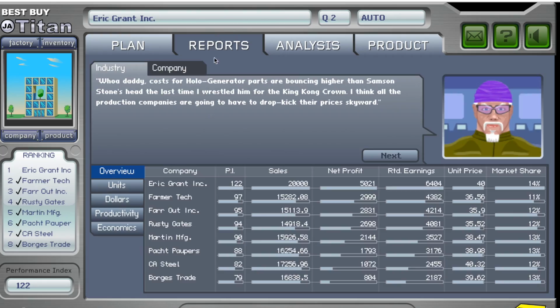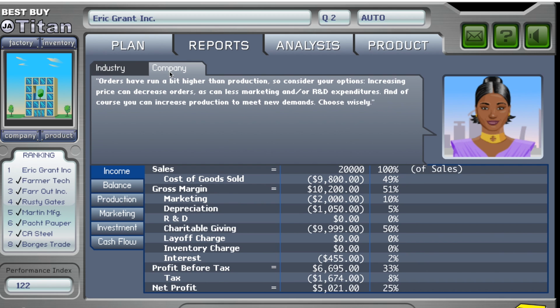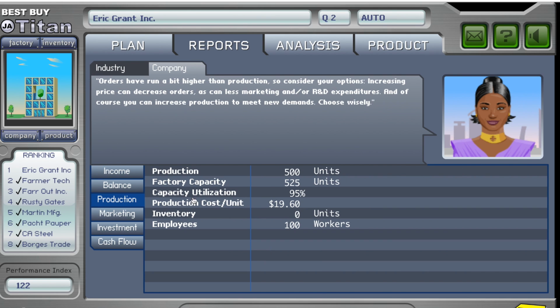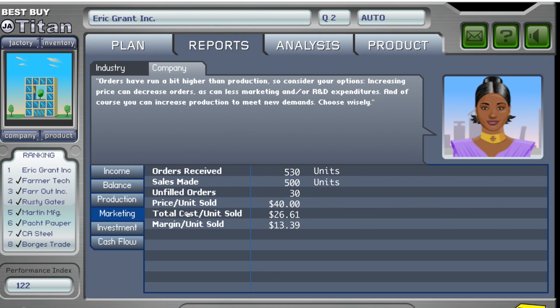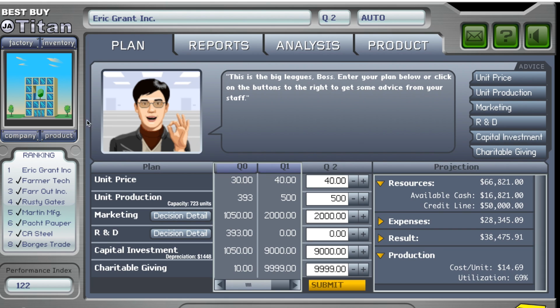Let's go to our reports again here and look at our company, our production tab. We have no inventory, which is good because we want to sell in that higher volume. We had about 30 unfilled orders. That's very, very good. Our margin per unit sold is about $13, and so far that was a pretty good first quarter. We're in first place, as you can see.